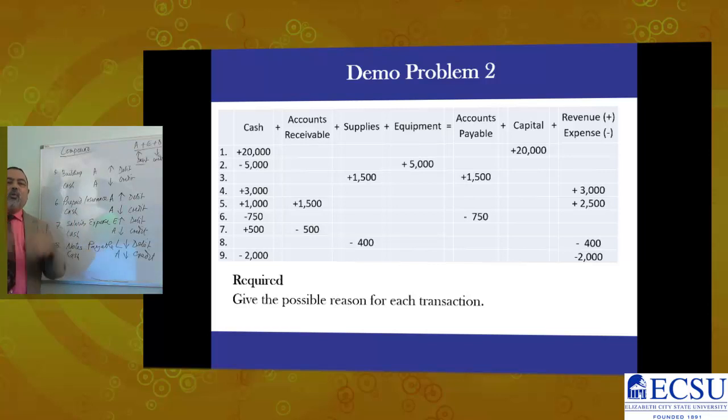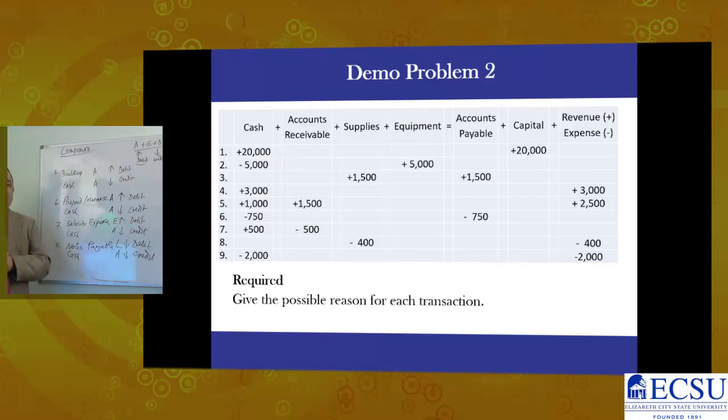So cash was contributed by the owner. So therefore the possible reason will be the owner invested cash in the business. So that would be 20,000. So that's how I will handle number 1. So cash invested by the owner, 20,000. Number 2, I see a minus in cash. So that means I have paid out cash. And I see a plus in the equipment. So what does it mean? Equipment is going up. So I bought equipment by paying cash because the cash is going down. So that's number 2.